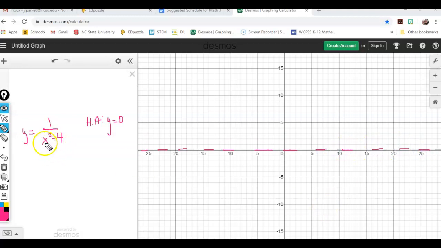When I factor, this is a perfect square minus a perfect square. So it's going to factor to be x plus 2 and x minus 2, which means that I have a vertical asymptote at x equals negative 2 and x equals positive 2. So at negative 2, I've got a vertical asymptote. And at positive 2, I have a vertical asymptote.